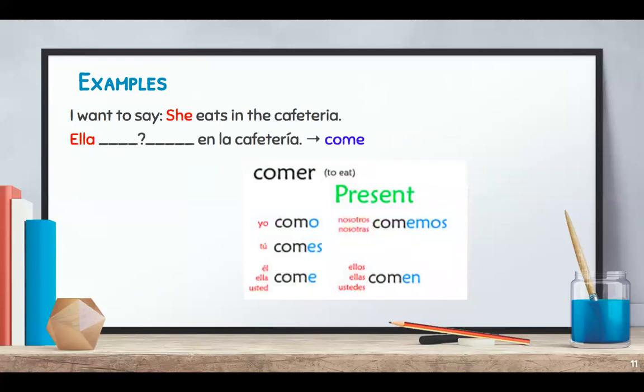Here's another example of an ER verb, comer, to eat. I want to say, she eats in the cafeteria. I know that the corresponding subject pronoun for she is ella. Ella come en la cafetería. How did I do that? I know the verb is comer. It's an ER verb. I look at the ER verb endings. For ella, it just ends in an E. I take off the ER and I tack on the E. Ella come en la cafetería.